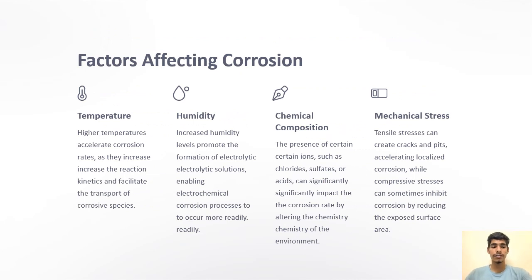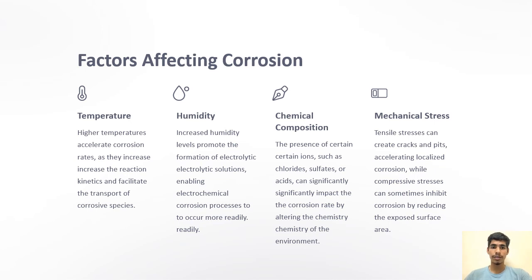What are the major factors affecting the rate of corrosion? Temperature, humidity, chemical composition, mechanical stress. We have mentioned here 4 points which are majorly factors causing corrosion. Higher temperature accelerates the corrosion rates, as it increases the reaction kinetics and facilitates the transport of corrosion species. So temperature is also a factor affecting the rate of corrosion.